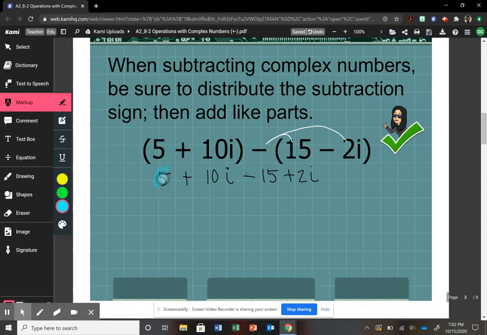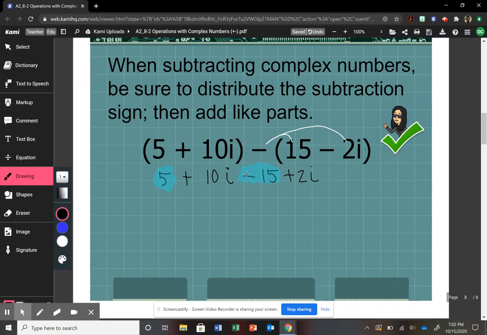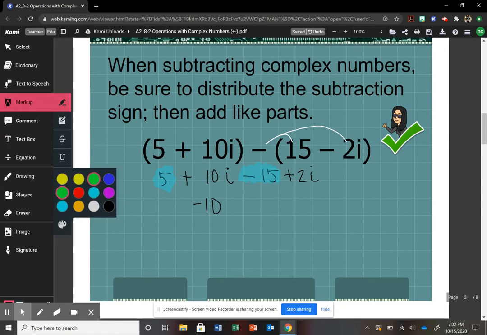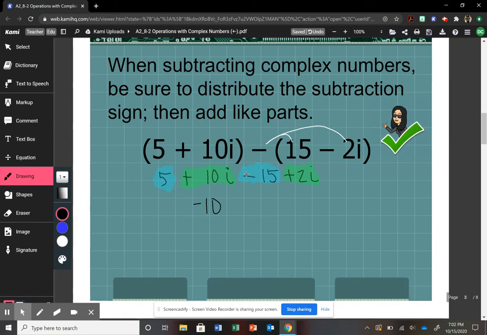Okay, and then we're going to combine like terms. So we're going to add the real parts. So here we have 5 minus 15, which gives us a negative 10. And then we are going to combine the imaginary part. Okay, so we have 10i plus 2i, which is positive 12i. So far, so good.